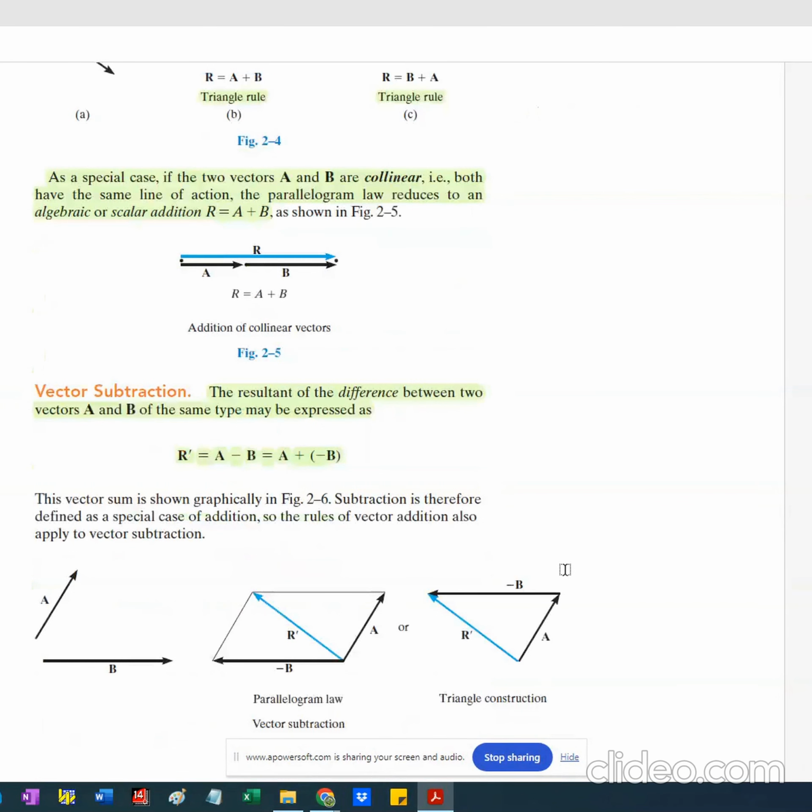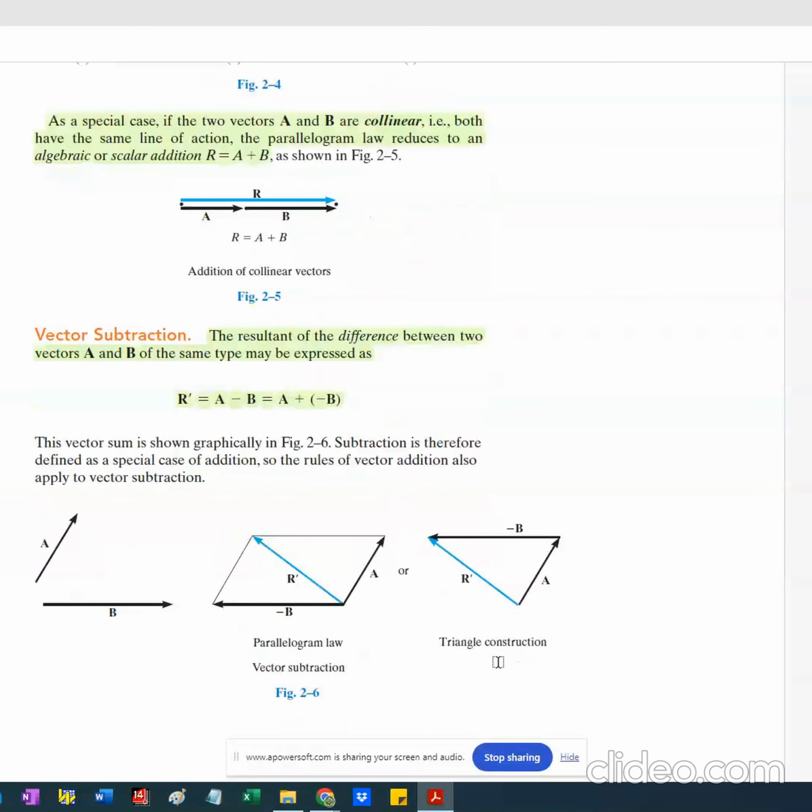Subtraction of vectors is addition. The vector that gets subtracted is turned into the negative of the vector, so essentially you flip it. You have the original vectors A and B, and we subtract B from A. We flip B, and we build the parallelogram law or the triangle law, where B again is flipped. The tail becomes the head, and the head becomes the tail. Okay.